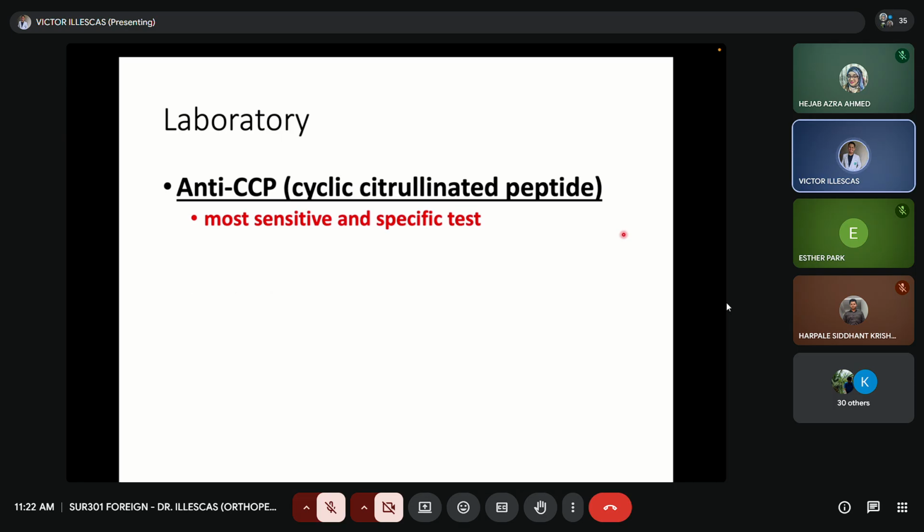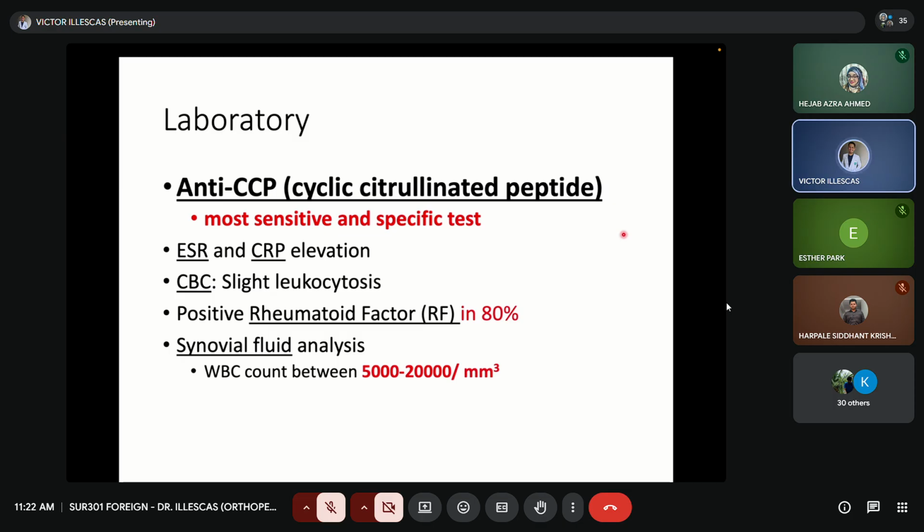The most sensitive and specific test, I want you to remember this, for rheumatoid arthritis is anti-CCP. With other blood tests, there will be leukocytosis in CBC. ESR and CRP will be elevated because these are inflammatory markers. Rheumatoid factor will only be positive in 80%. So it's not as sensitive and specific compared to anti-CCP. If you do synovial fluid analysis, the WBC count will be 5,000 to 20,000 per cubic millimeter.